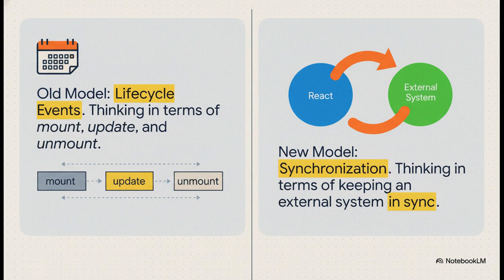See, the old model was all about events. It was imperative. We'd say, when this component mounts, run this piece of code. Or, after an update, run this other code. It was a timeline of events. The new model, the useEffect model, is about synchronization. It's declarative. You're not telling React when to do something. You're telling React what the end result should be. You're saying, hey React, based on these current props and this current state, the outside world needs to be in sync. The document title should be this. The chat connection should be open. React's job is then to make it so. Your effect connects, it keeps things synced up, and then the cleanup function you return, that disconnects.